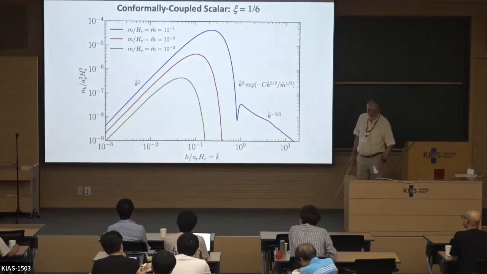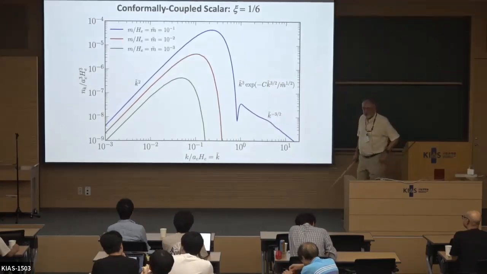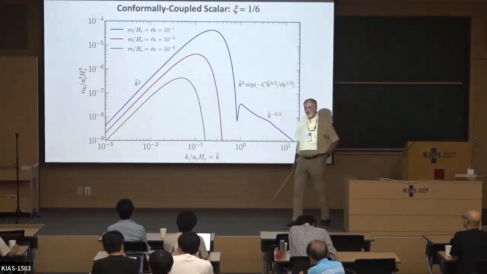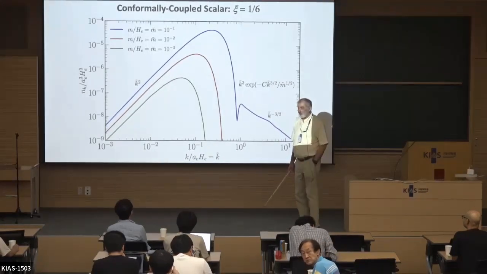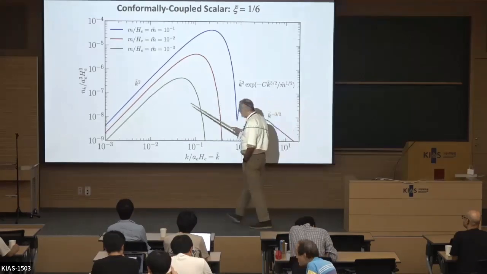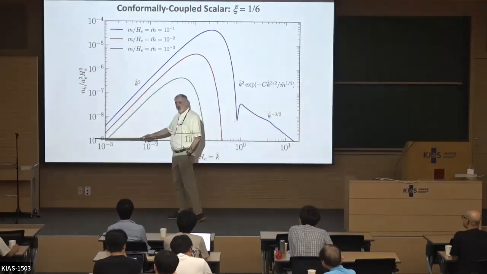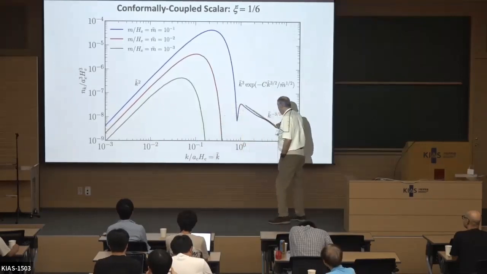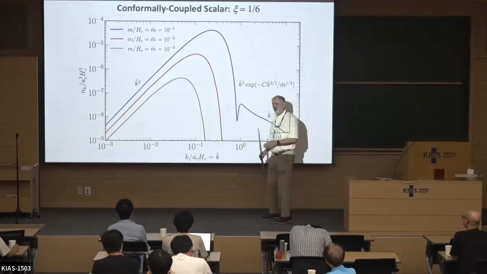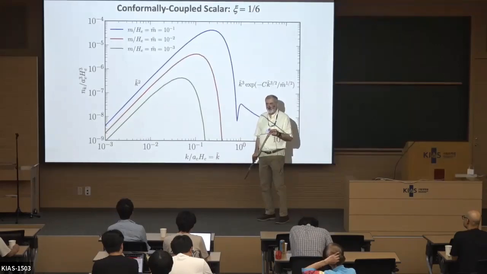Only in a very narrow range of cases is the inflaton massive. Outside, well, this will continue down for arbitrarily low k, and this will go as k to the minus 3 halves for very large k.